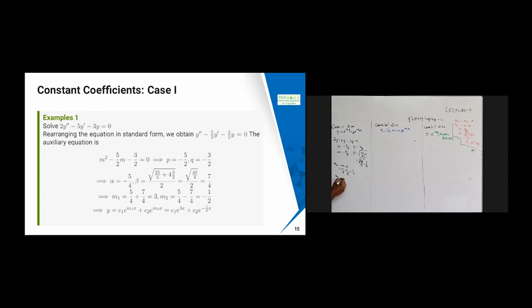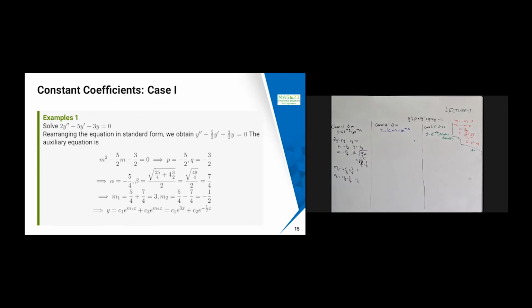M2 is going to become like minus 5 by 4. Okay, this is plus beta, right? So, I will write here minus 5 by 4 plus 7 by 4. Minus into minus plus is going to come plus 7 by 4. Therefore, this is going to become like 12 by 4. That is going to become like 3. Okay. And m2 is going to become like minus 5 by 4 minus 7 by 4. That is going to become like minus 12 by 4, minus 3.